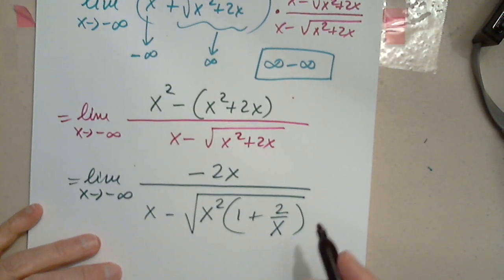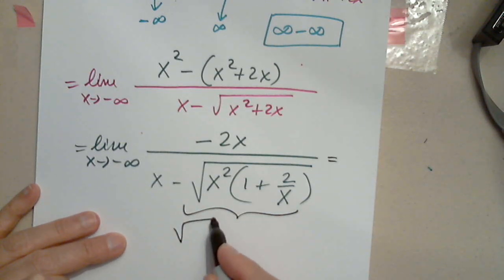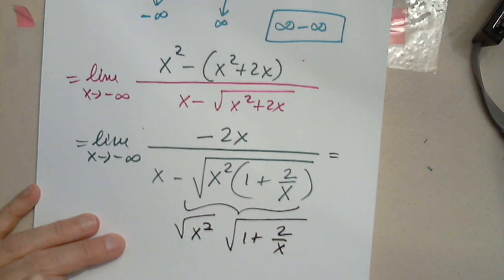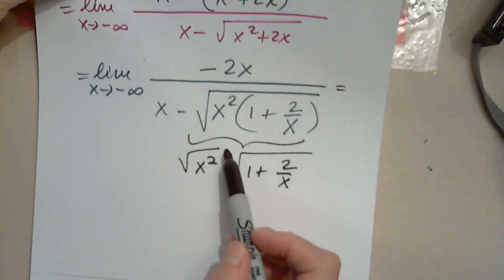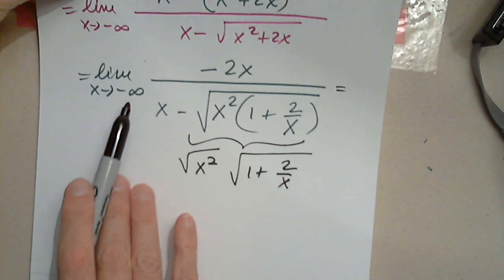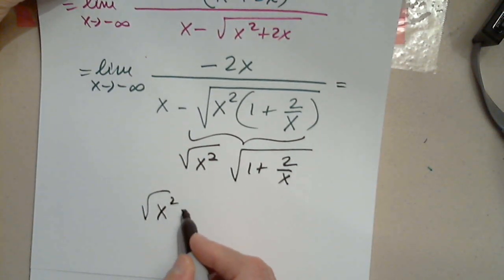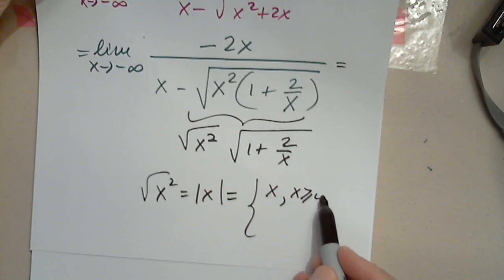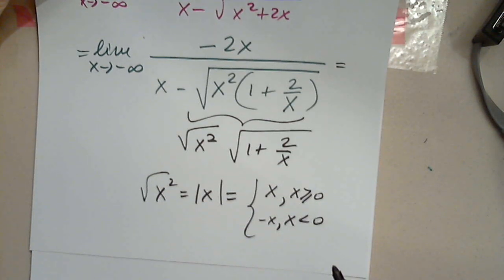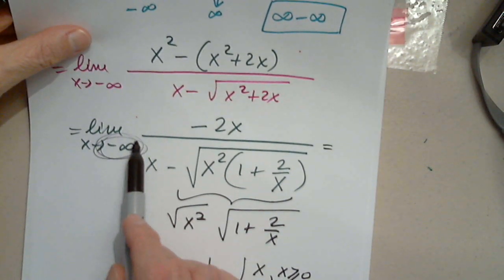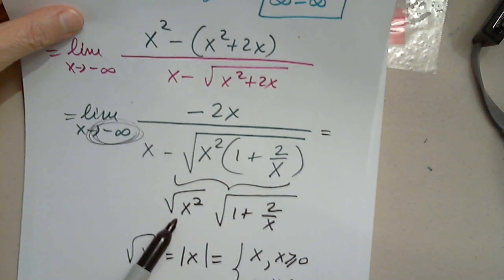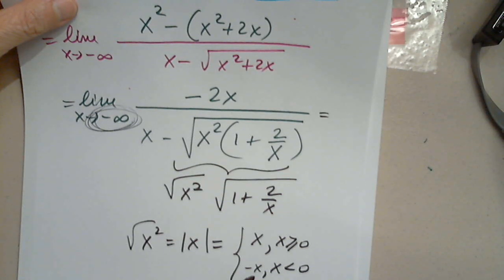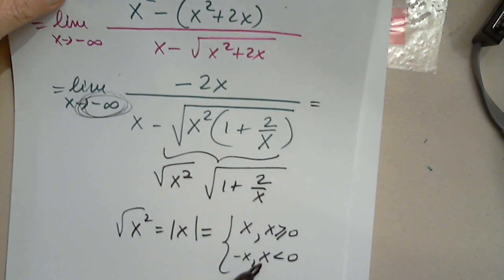So now I have a product. So this is the square root of x squared times the square root of 1 plus 2 over x. And I have to be very careful with this, because x approaches negative infinity. This piece is basically the square root of x squared, which is x if x is positive, or negative x if x is negative. But x approaches negative infinity. So now this has to be replaced by negative x, because x approaches negative infinity.